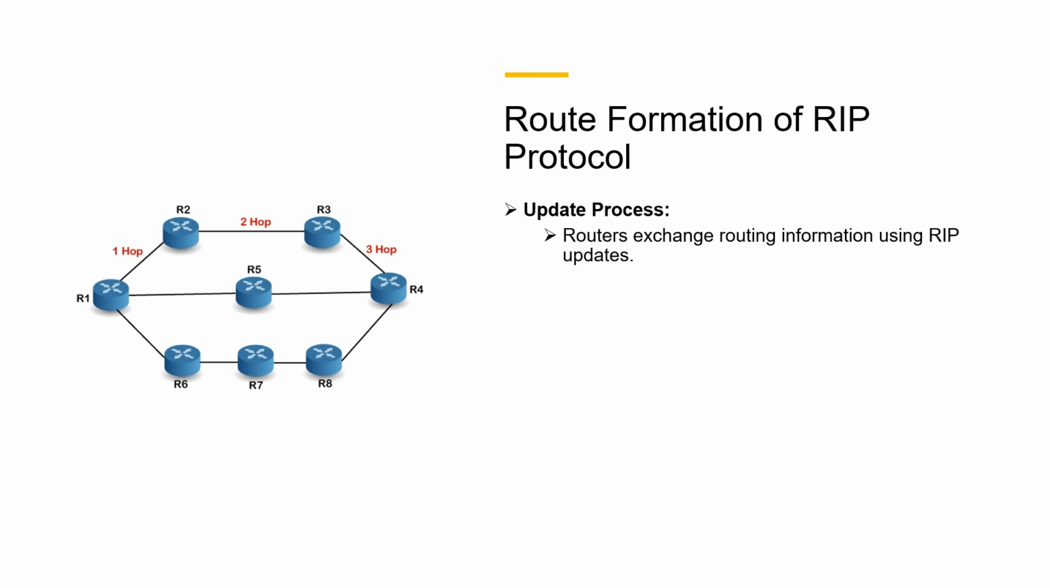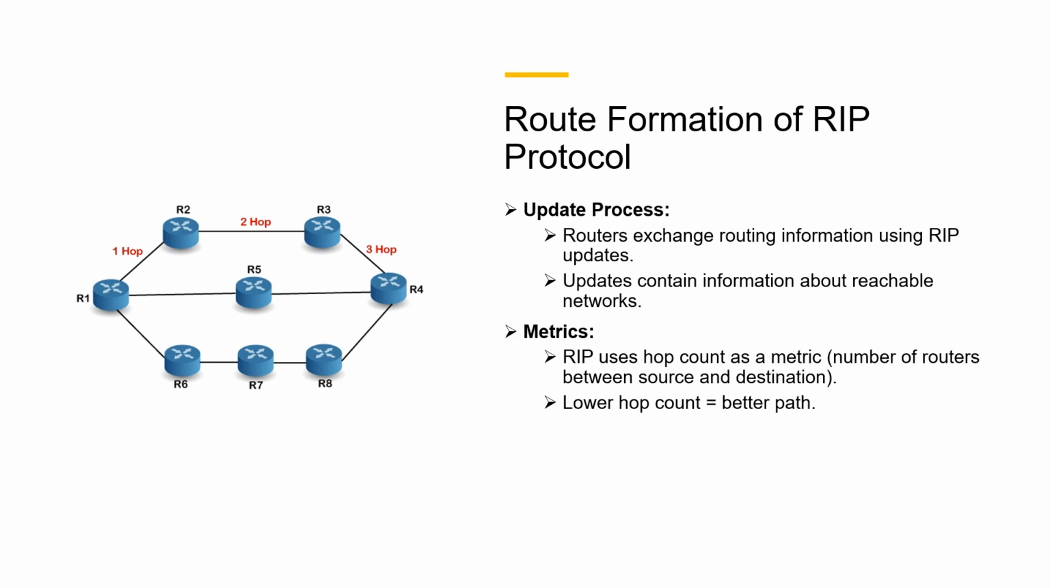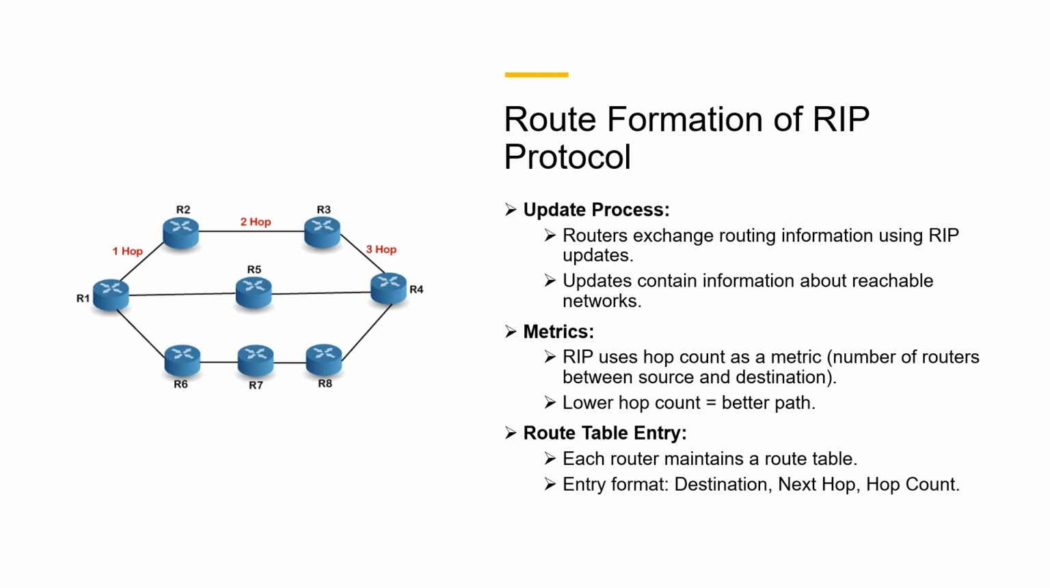3 processes involved in route formation of RIP protocols are: 1. Update process. Routers exchange routing information using RIP updates. Updates contain information about reachable networks. 2. Metrics. RIP uses hop count as a metric, the number of routers between source and destination. Lower hop count means better path. 3. Route table entry. Each router maintains a route table. Route table entry format: destination, next hop, hop count.